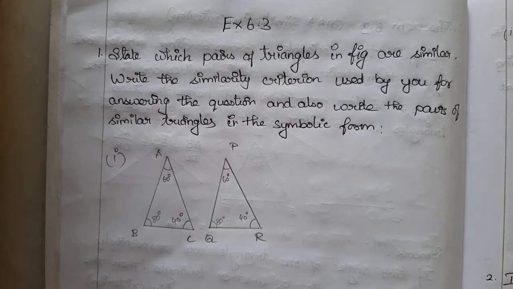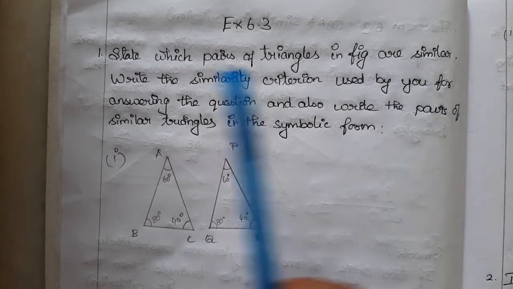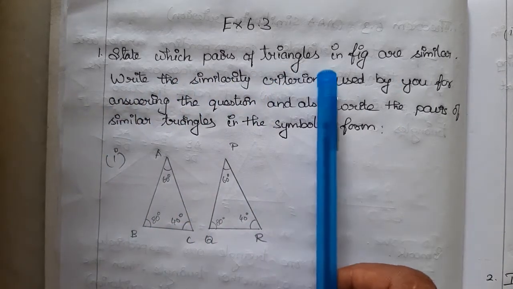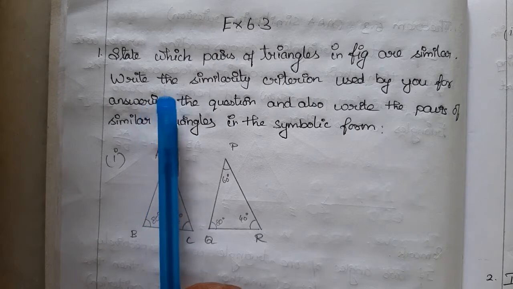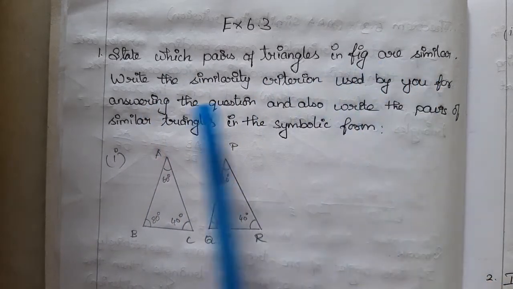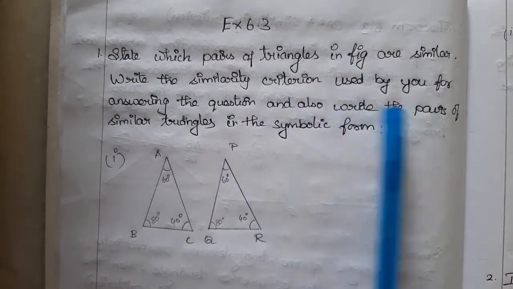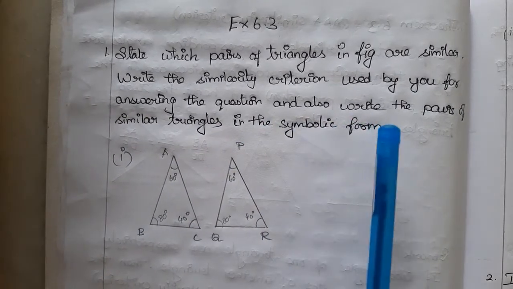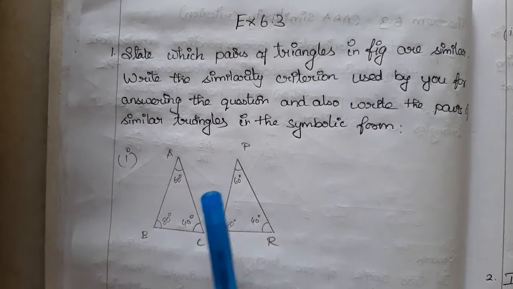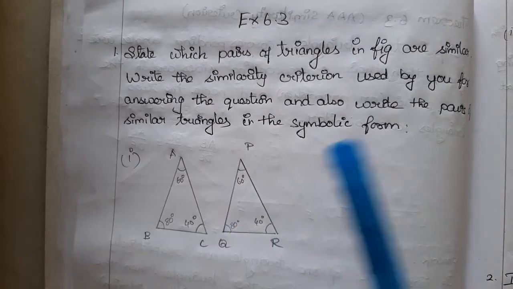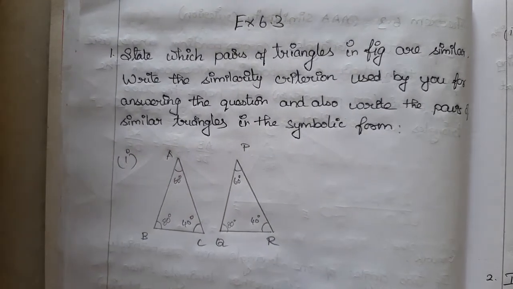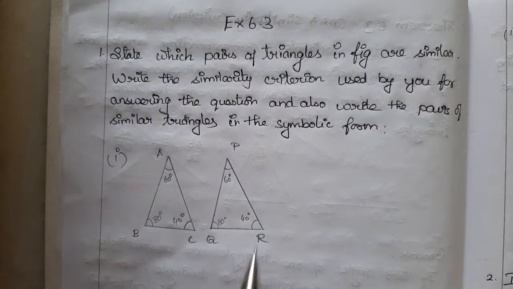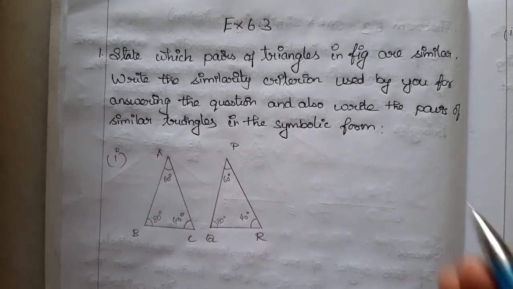So here we go for the exercise problem. State which pair of triangles in the figure are similar. Write the similarity criterion used by you for answering the question, and also write the pairs of similar triangles in the symbolic form. So first we have to find whether they are similar or not, and we have to say which criterion we have used to find the similarity, and we have to represent it in symbolic form. The symbolic representation is a very important thing.